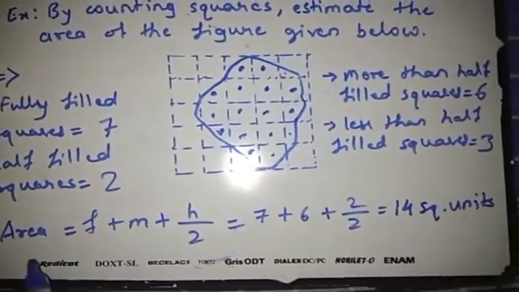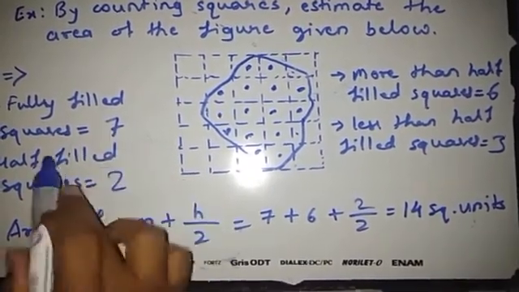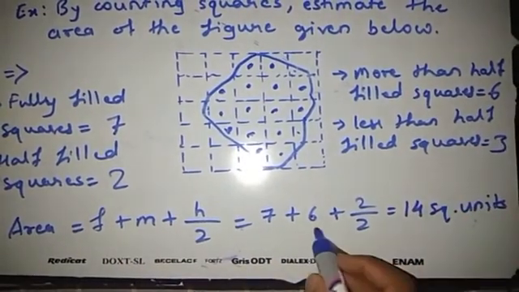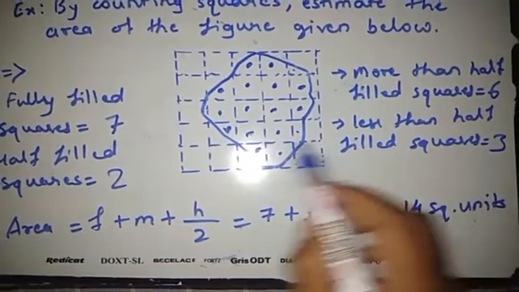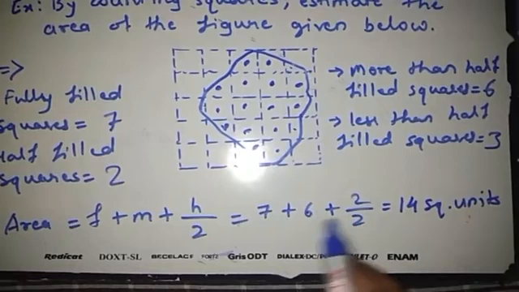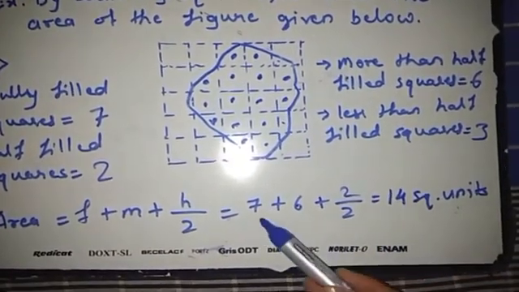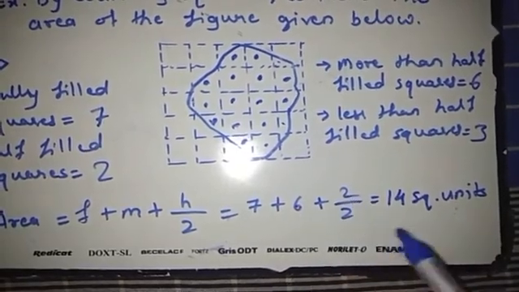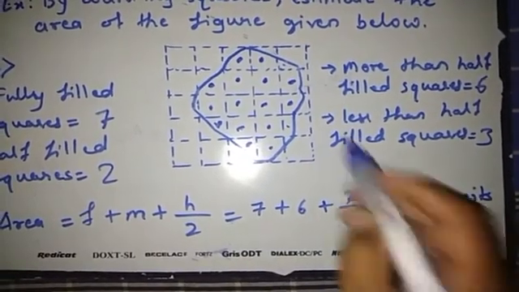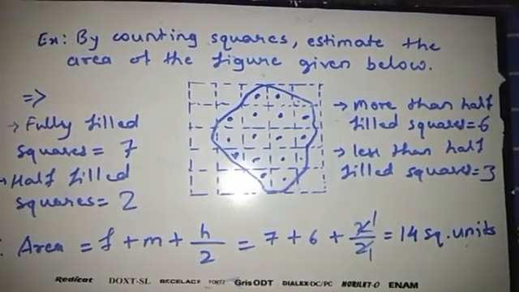Now here see, area is equal to F plus M plus H upon 2. Here F means fully filled squares, that is 7. Then M means more than half filled squares, which are 6. And H means half filled squares, which are 2. Therefore H upon 2 means 2 upon 2. Less than half filled squares we have to ignore. So what is the area? 7 plus 6 is 13, plus 2 upon 2 is 1. Therefore 1 plus 13 is 14. Therefore 14 square units is the area of this given figure. So in this way we can find out the area of irregular shapes.